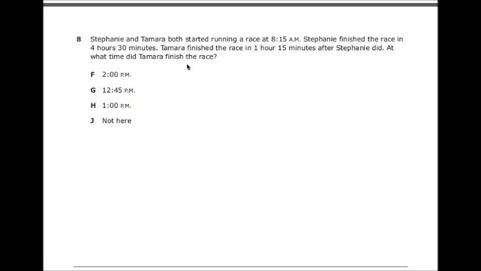So let's go ahead and use our cube method. We have that Stephanie and Tamara both started at 8:15. That's important. Stephanie finished in 4 hours and 30 minutes. Tamara finished 1 hour 15 after Stephanie. At what time did Tamara finish the race?